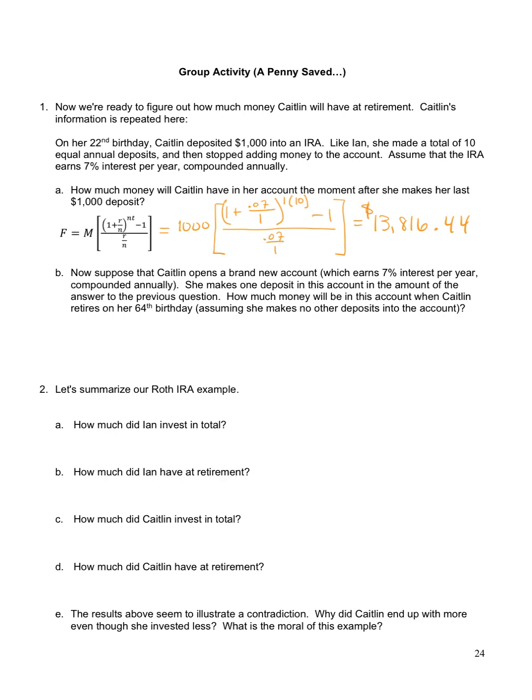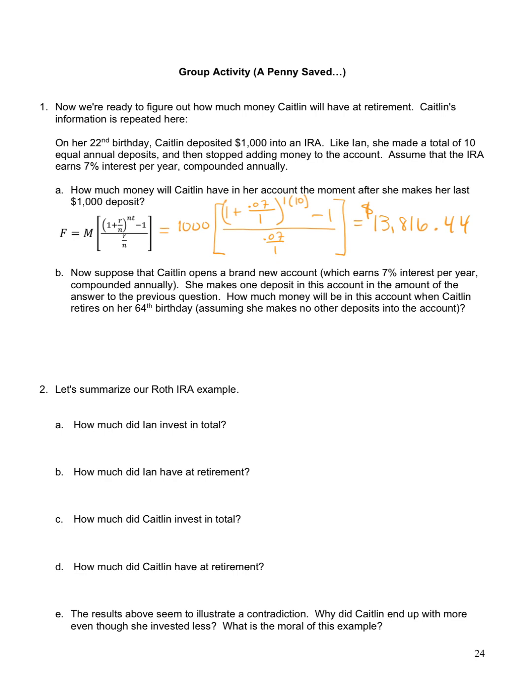Now, suppose that Caitlin opens a brand new account. It still earns 7% interest per year compounded annually, but I'm not going to make regular deposits. I'm just going to deposit this one amount, the amount from my regular deposits over 10 years, and move it to a new account that just makes 7% interest annually. So how much money will be in this account when Caitlin retires on her 64th birthday, assuming she makes no other deposits?